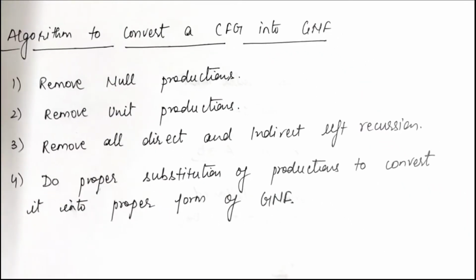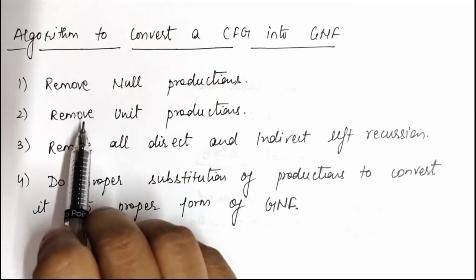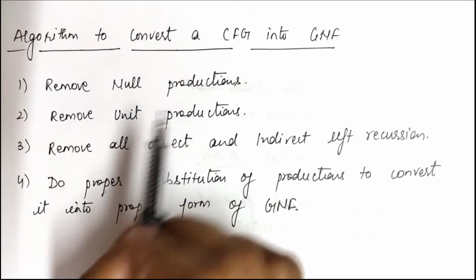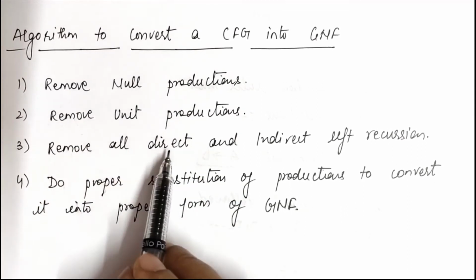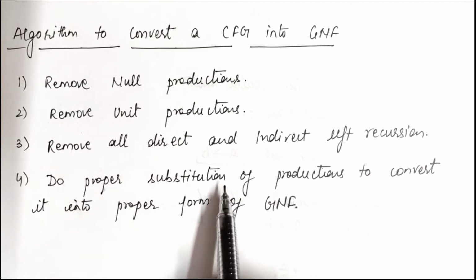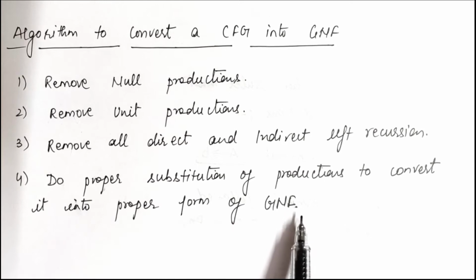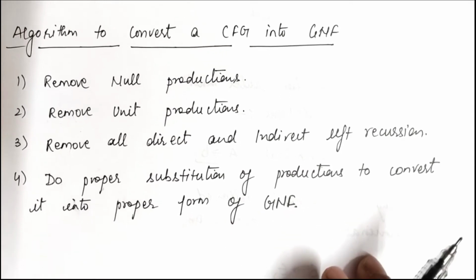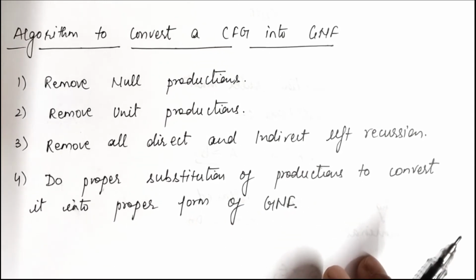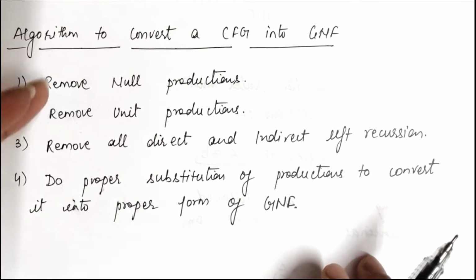So, the first step is that we have to remove all the null productions. Second, we have to remove unit productions. Third, remove all the direct and indirect left recursion. And fourth is do proper substitution of productions to convert it into the proper form of GNF. Means, first you have to check that a grammar is a context free grammar. Okay. If a grammar is a context free grammar, then you use these steps.